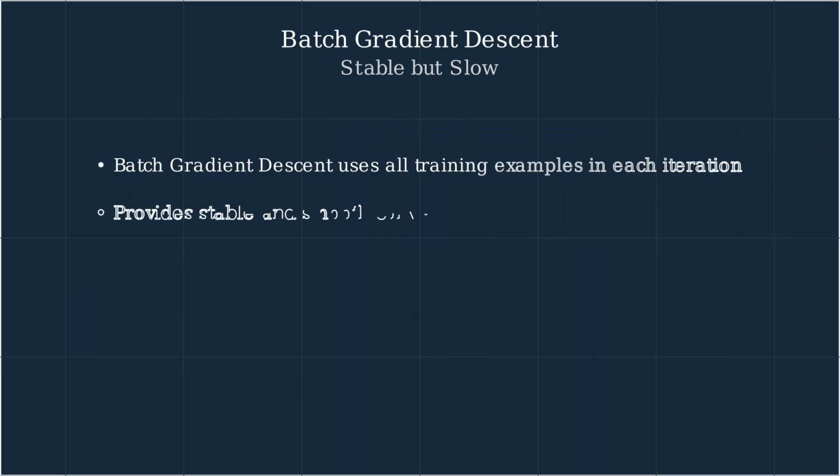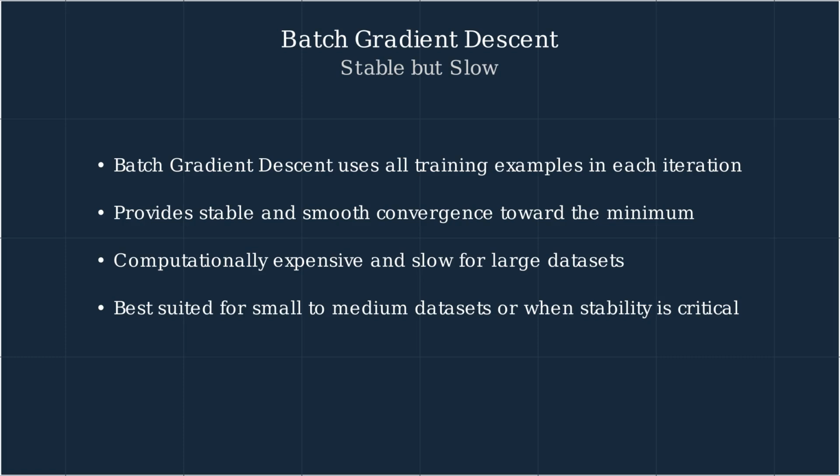To summarize, batch gradient descent offers stable and smooth convergence by using all training examples in each iteration. However, this approach becomes computationally expensive and slow for large datasets, making it best suited for smaller problems or when convergent stability is critical.